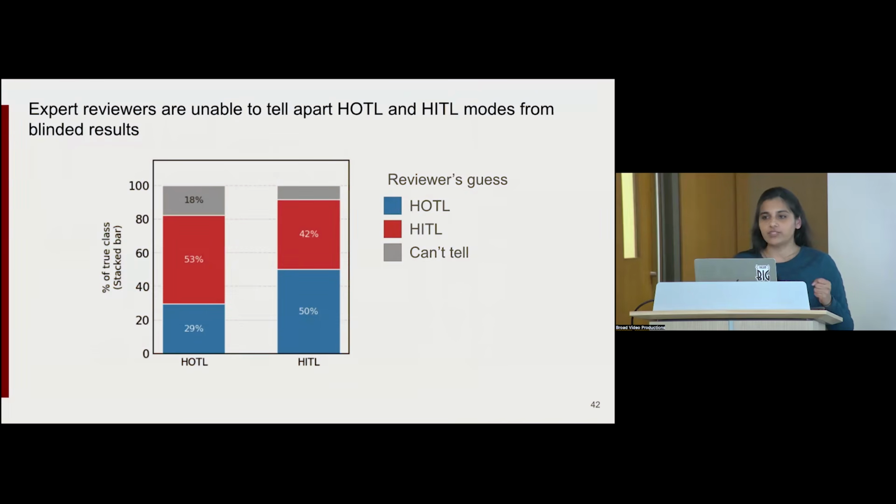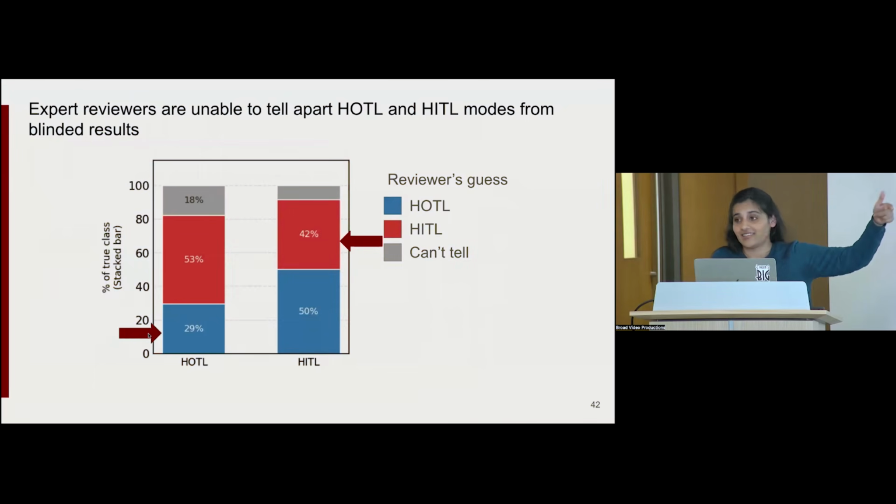And so we wanted to make sure that they're not able to identify which runs are human on the loop and which runs are human in the loop. And they could also not identify the autonomous runs from each other. But I'm just showing here human on the loop and human in the loop because I think it's very, very interesting to see.